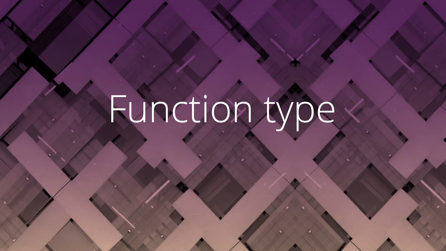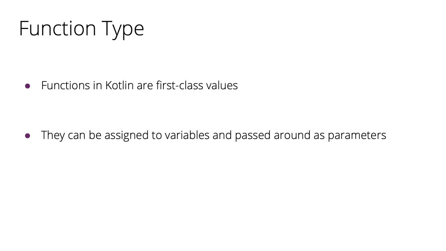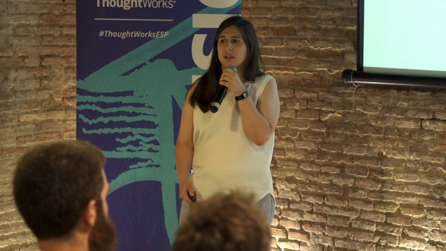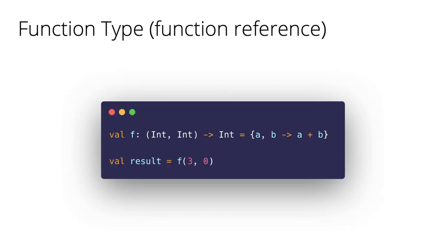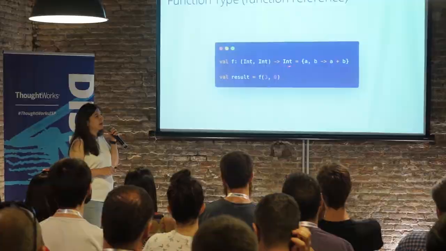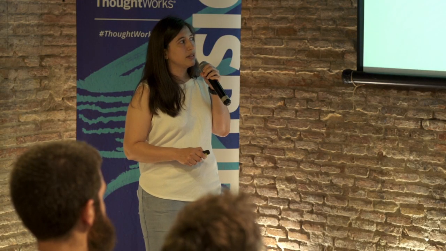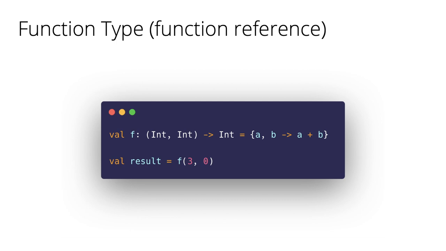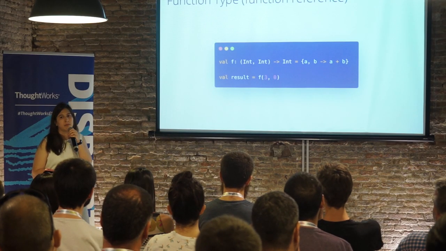So let's get started with the main thing of functional programming, that is, function types. Function types in functional programming are first class citizens. This means that a function can be a value and also can be passed as a parameter to other functions. So we have this example. We have here a value whose type is a function with two parameters that returns an integer. And the implementation of this is this lambda expression, two variables and the operation. Besides being a value, we can see that we can call it as a function.